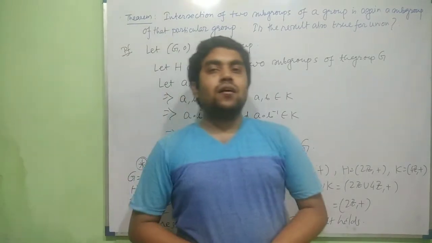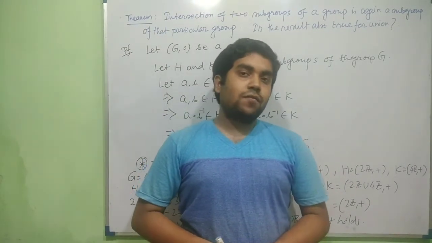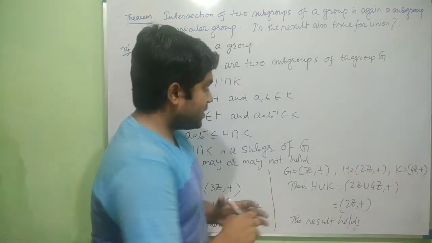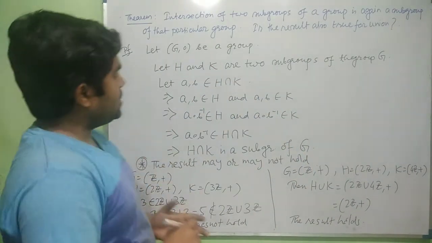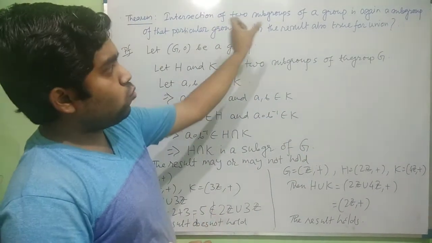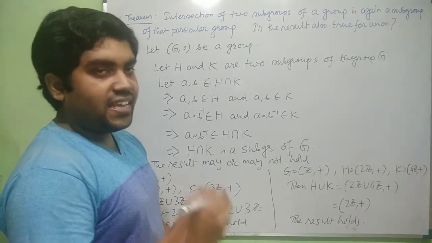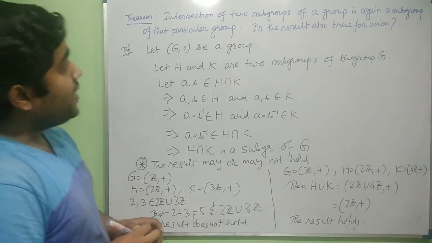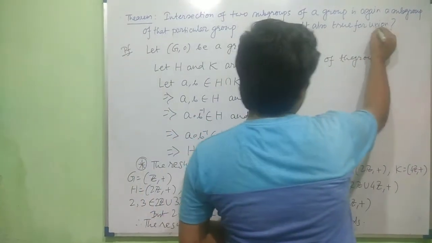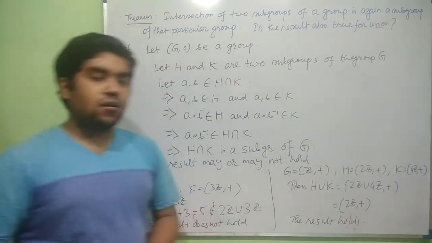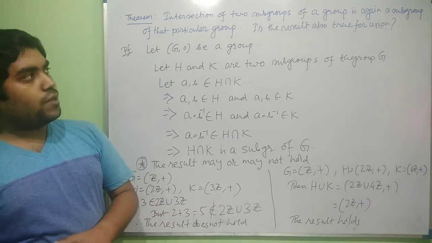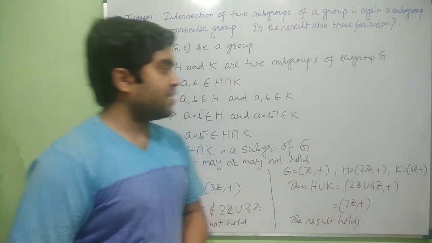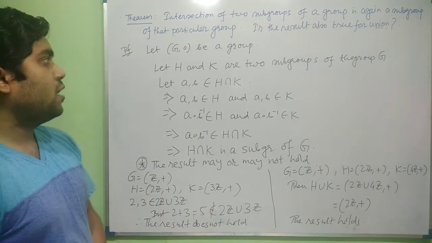Here we are discussing a property of subgroups. What is that? The question is: the intersection of two subgroups of a group is again a subgroup. We have to establish that. Is the result also true for union? This is our second part. For the first part, we first deduce the result, then we turn to the second part.